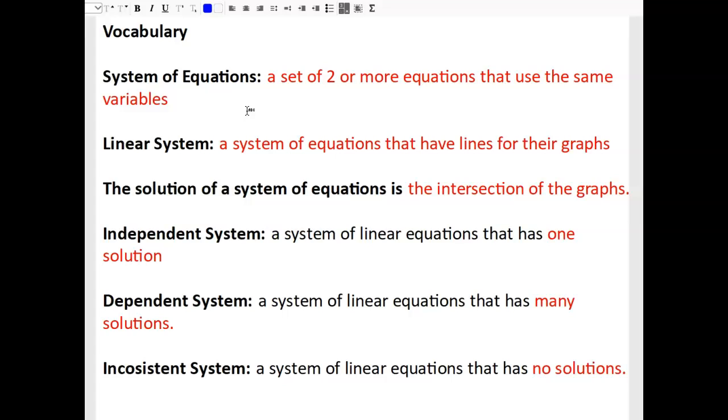A linear system is a system of equations that only has lines for their graphs. So we're going to start with linear systems, but then we're also going to advance into mixed systems. The solution of a system of equations is the intersection of their graphs.